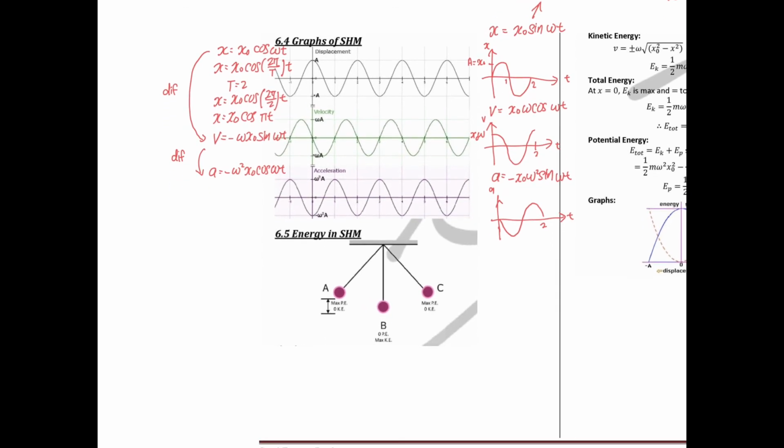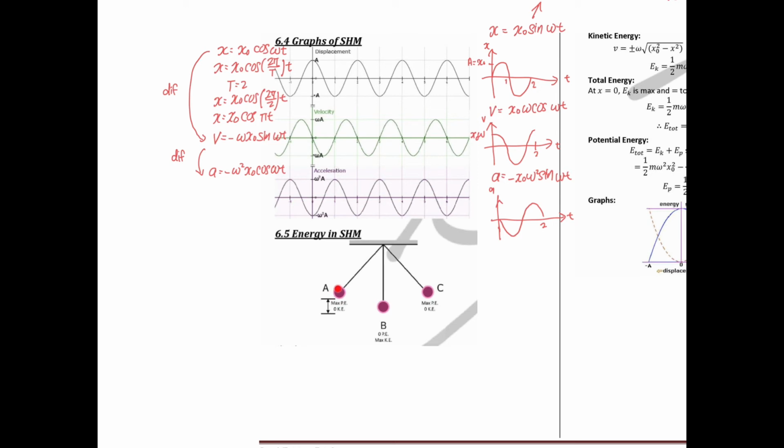Energy in simple harmonic motion. Again, they use the pendulum bob as our example of simple harmonic motion. Of course, you can use other examples, like the past year question just now. You can use a trolley oscillating in between two springs. That is simple harmonic motion as well. So let's discuss this. We want to see the conversion of energy when they oscillate around here.